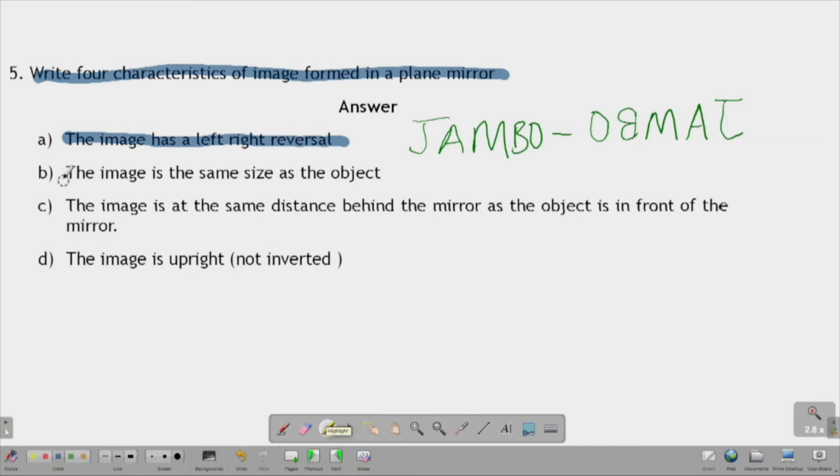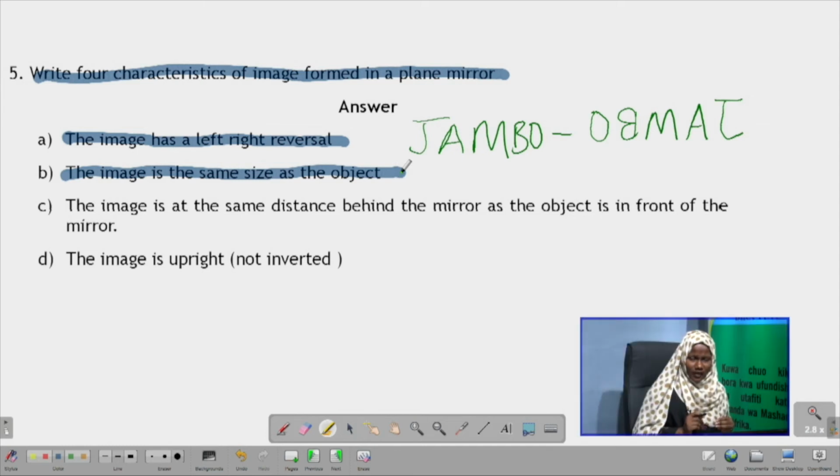So this is the first property, that the image has a left-right reversal. The second property is the image is the same size as the object. If the size of the object is big, then the image is also going to be big. And if the size of the object that you are viewing is small, then the image is also going to be small. It is not like maybe you are viewing this pen and you see a very huge pen. No, in a plane mirror, the image is the same size as the object. That is the second characteristic.